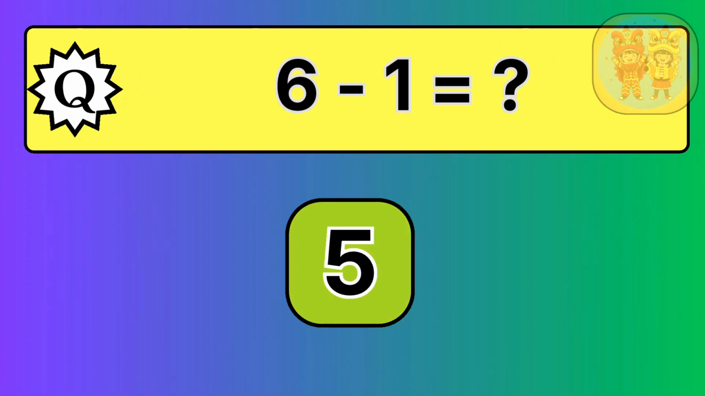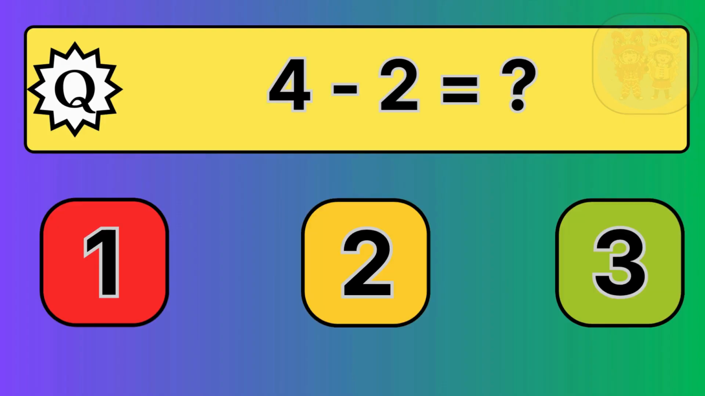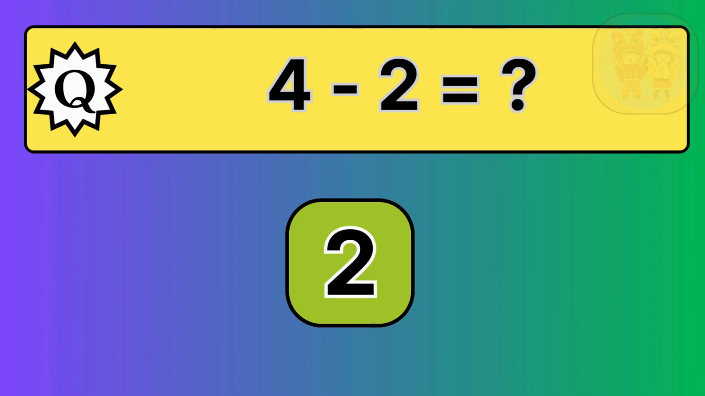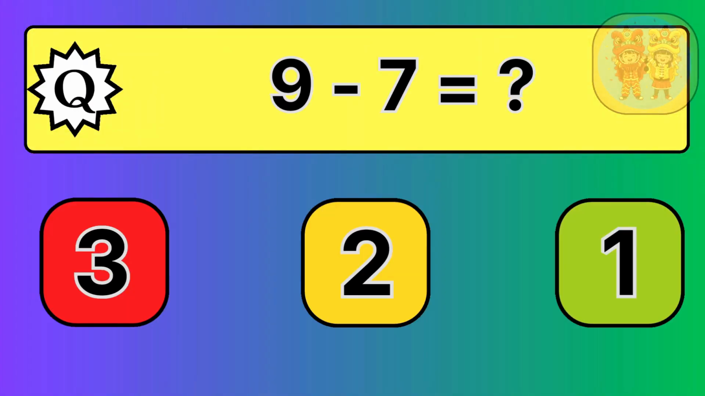The correct answer is 5. The correct answer is 2. What is 9 minus 7?